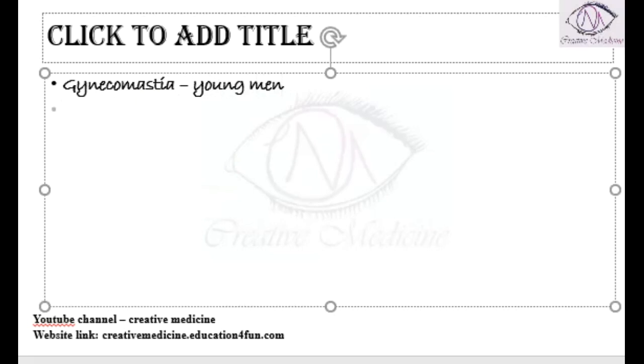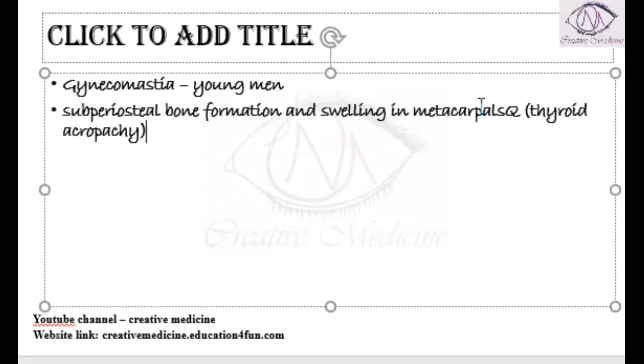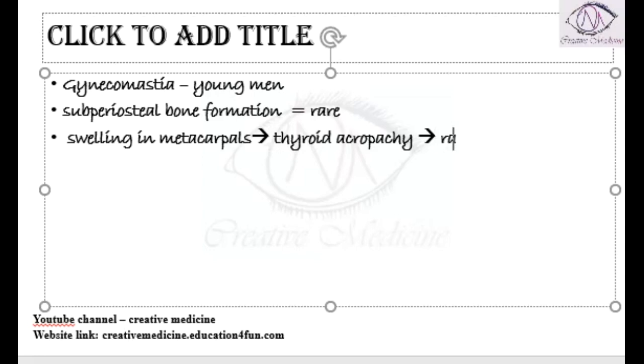Then rarely there is also involvement of bones, called subperiosteal bone formation, and thyroid acropathy is also seen. And what is thyroid acropathy? Thyroid acropathy is nothing but swelling of the metacarpals. So thyroid acropathy and subperiosteal bone formation are also rare findings in Graves' disease.